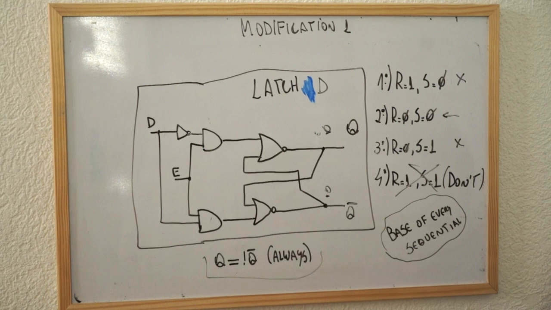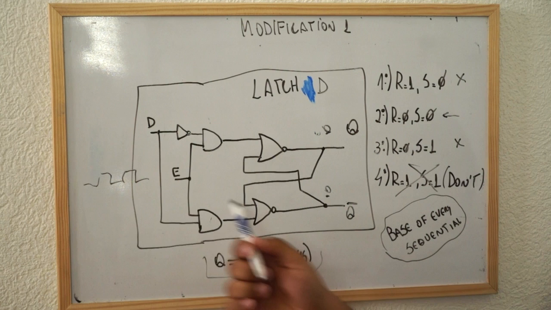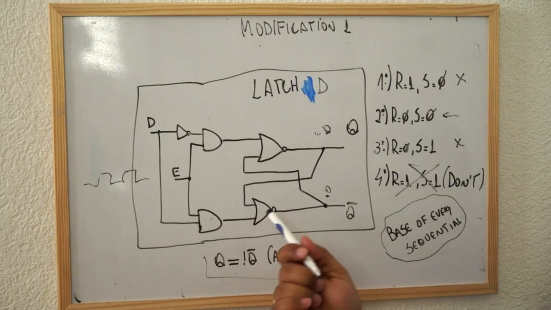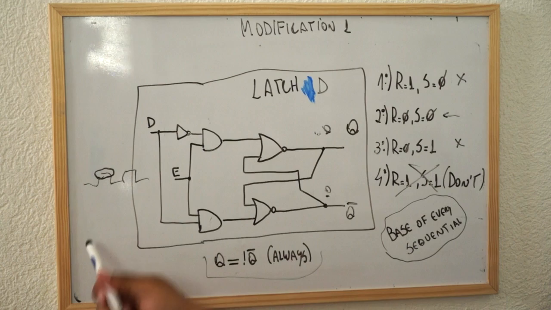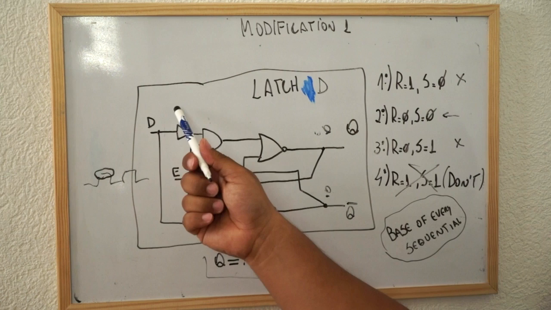In this case here, if in the enable we put a clock, okay? Every time that the clock is at 1, the latch will work. If the clock is at 0, it will not memorize, okay? So, again, while the clock is at the on state, not rising edge, on state, the latch D will work as expected. The only difference is that now we can memorize D as being 1 or 0, while the enable signal is high, or the clock is high, okay?